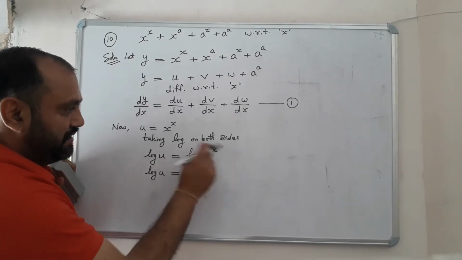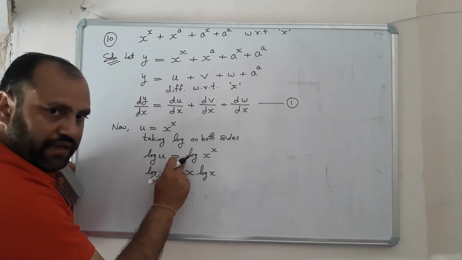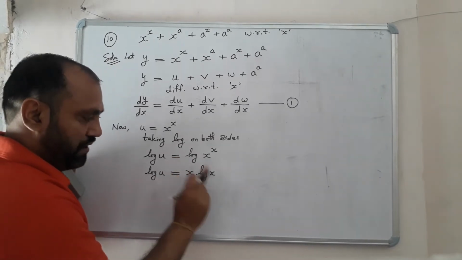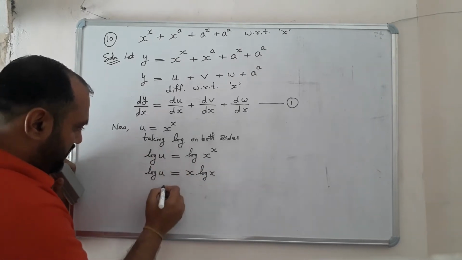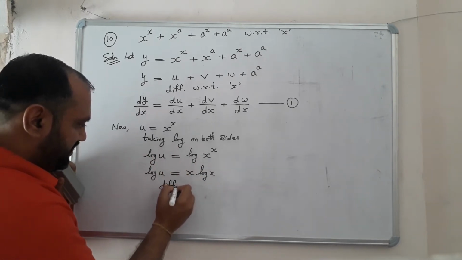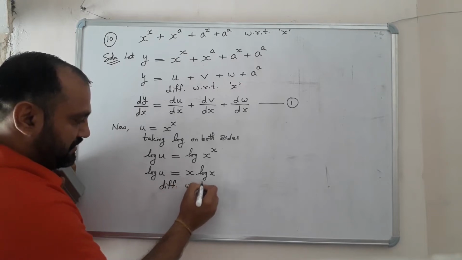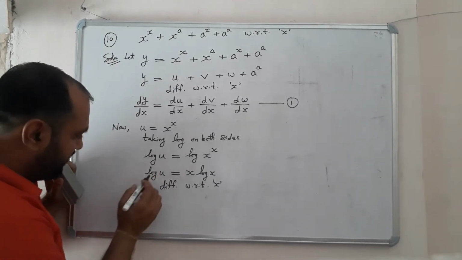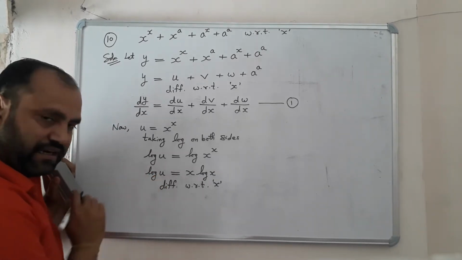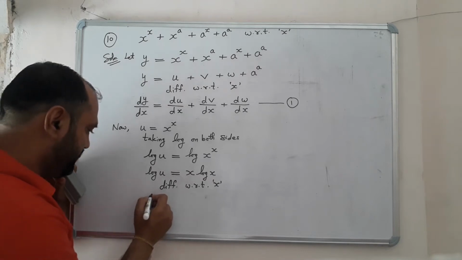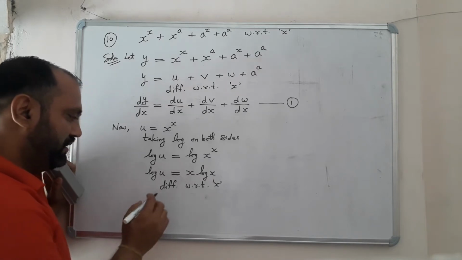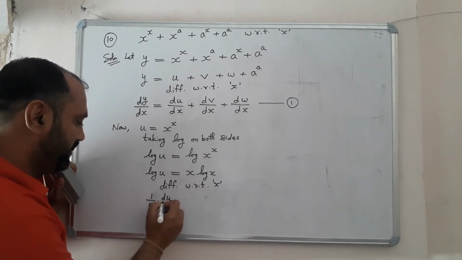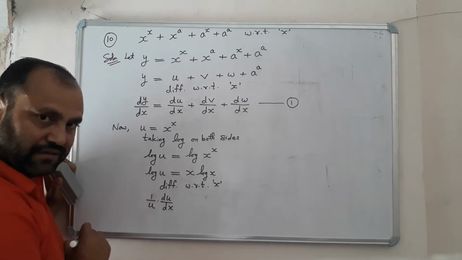This power x comes in front of the log, and this becomes x into log x. Now differentiate both sides with respect to x. What will we get? What is the derivative of log u? It is 1 upon u, but with respect to x, so this will be du upon dx, right?